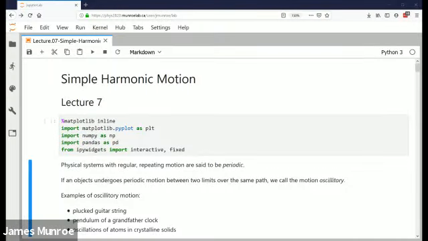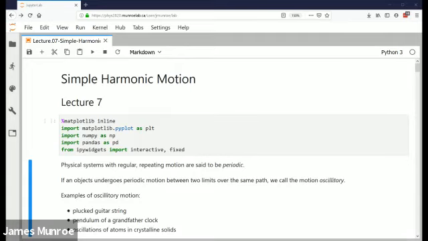Okay, welcome to Physics 2820 Lecture 7. Today we want to talk about simple harmonic motion. Up to now we've been talking about projectile motion, falling particles, things that go from one point to another. Now we want to talk about kinds of systems that have repeating motion.